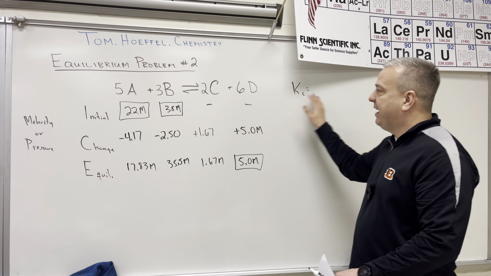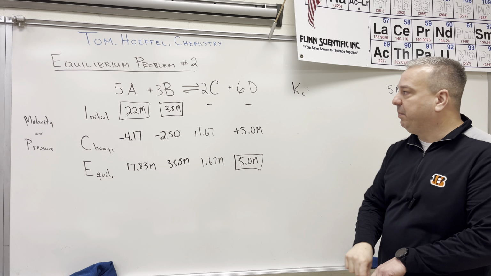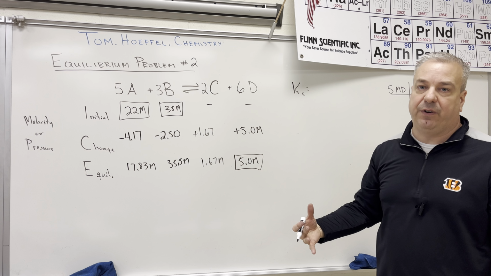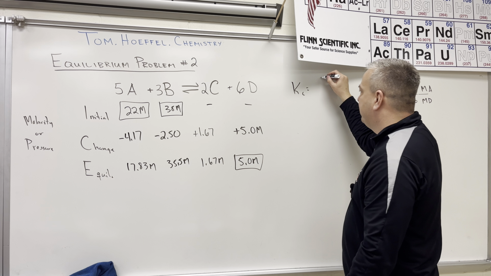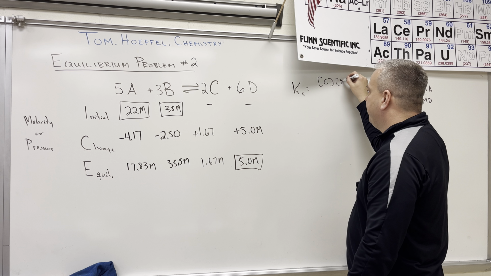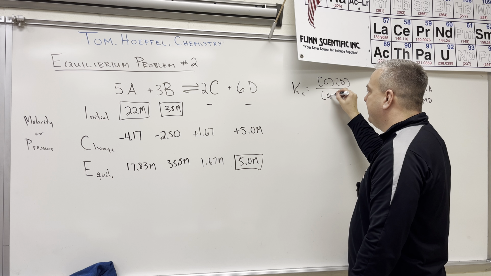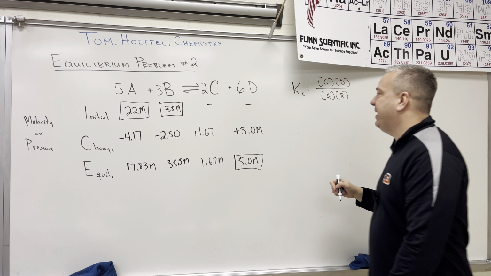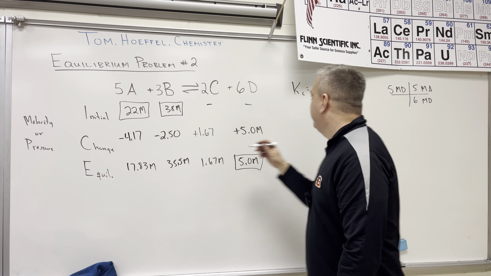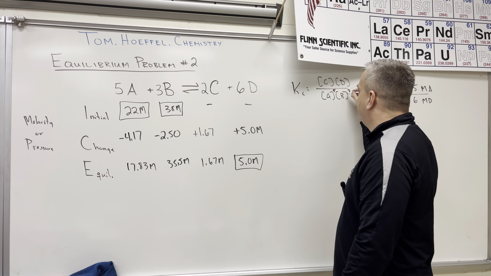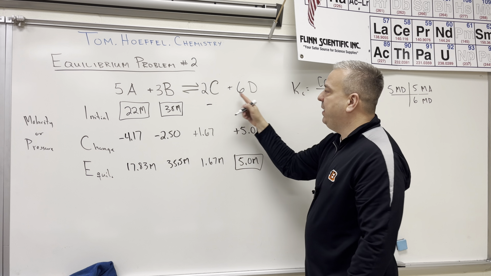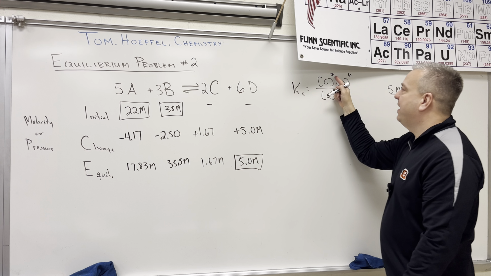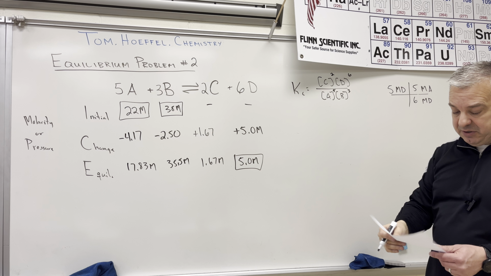Now, remember, for K sub C, you have to use the equilibrium expression, which is the products over the reactants. So let's go ahead and set up the expression first and then plug our numbers in. So products over the reactants, where the coefficients are the exponents. So we got 5 and 3 on A and B, and 2 and 6 on C and D. This is the equilibrium expression.